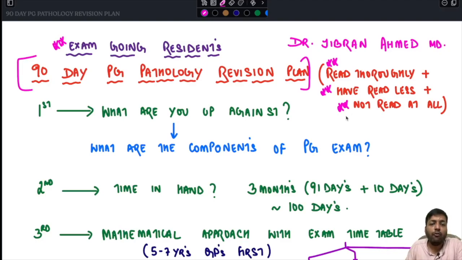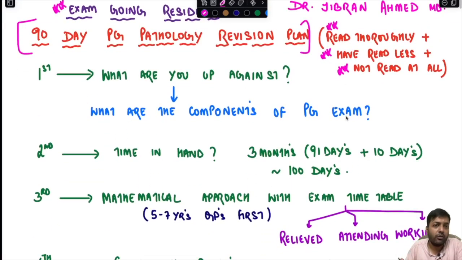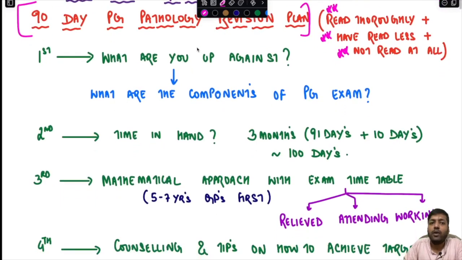So what are the components of discussion today? The first important component that we are going to discuss is, what are you up against? That is, what are the components of the postgraduate exam? You have to understand that very thoroughly. And why is it very important for exam going residents to understand this point?